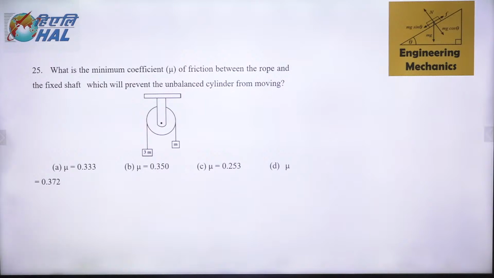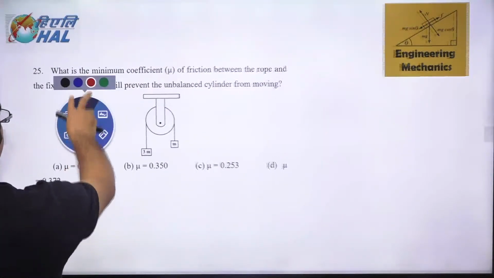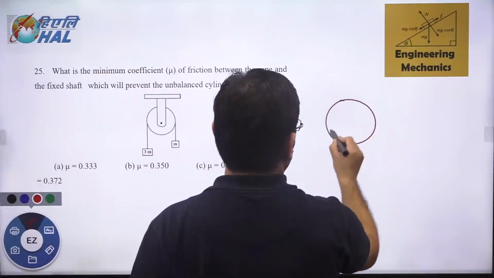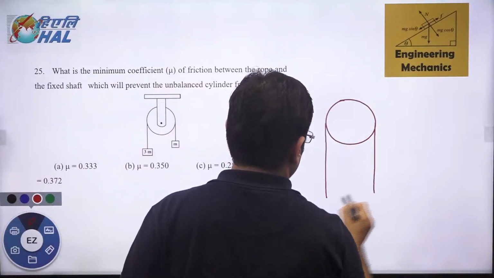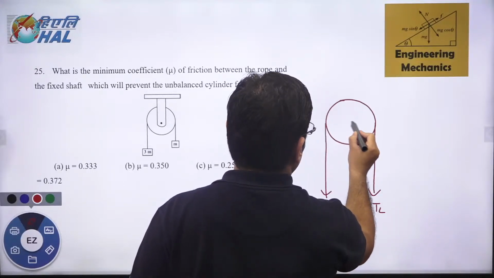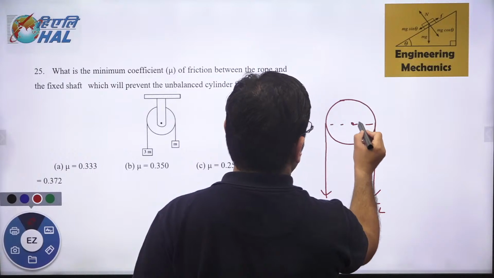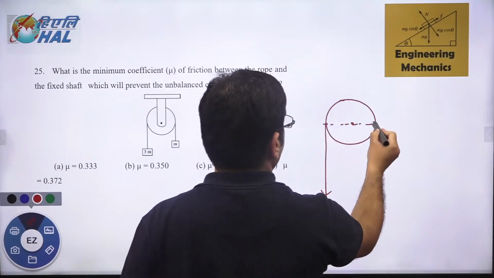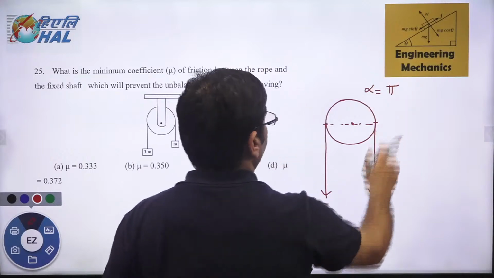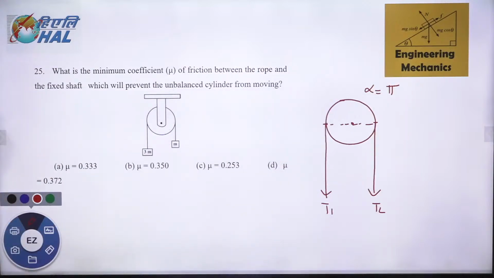Okay, now we know this one formula here. We know this particular formula, that if I give you two sides, let's say this is T1, this is T2, and what is the included angle here? So that included angle between the rope is pi. So T1 by T2 is equal to e raised to power mu into alpha.